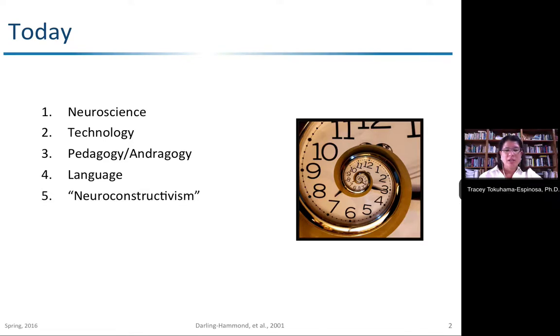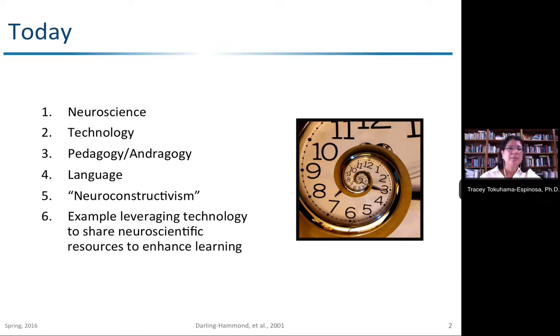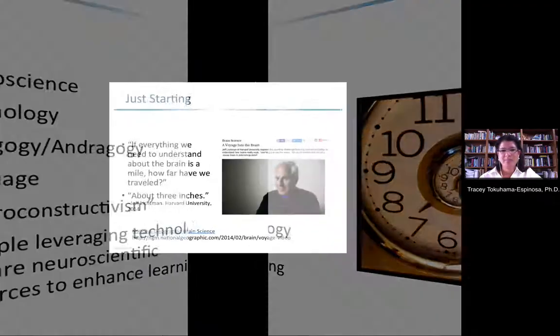We'll do this under the umbrella concept of neuroconstructivism, how the brain constructs new learning and how those new connections are built up over time and over the lifespan. Then we'll look at a specific example of how we can leverage technology to fill in gaps in knowledge that might be necessary to have that neuroconstructivism successfully take place.